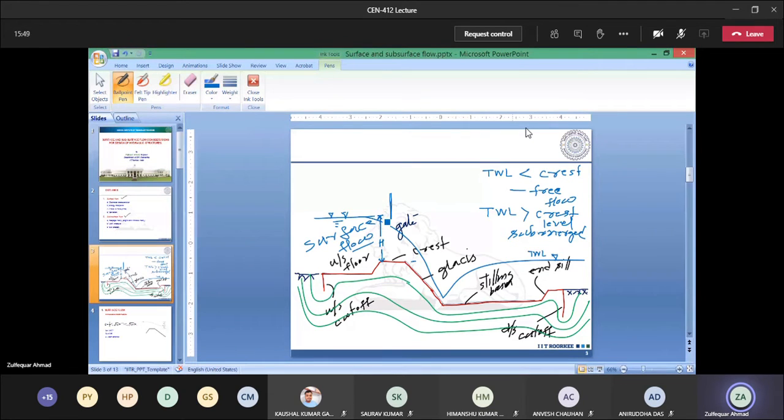Now you see, once we are designing the structure, we'll be interested to know how much discharge is passing through this. We'll be interested to know what is Q, right, for a certain value of H, or for certain values of the other parameters. The first thing that we have to talk about in the surface flow is the discharge characteristics. I mean, if you can recall a very simple discussion of the normal weir.